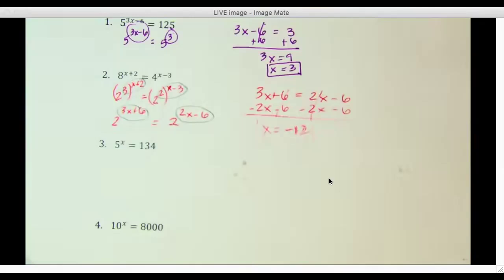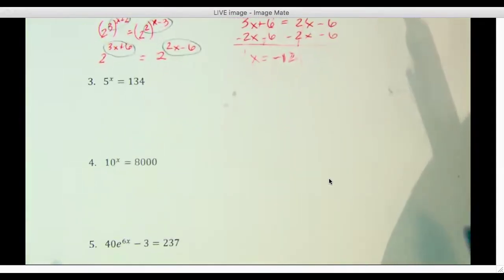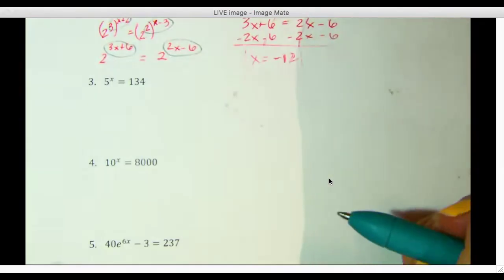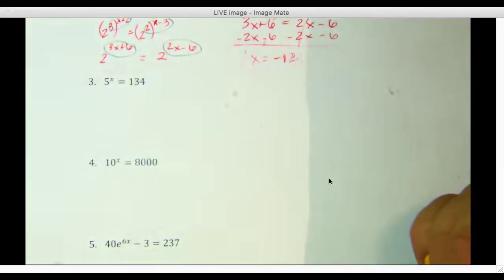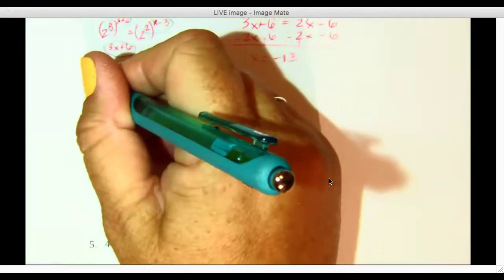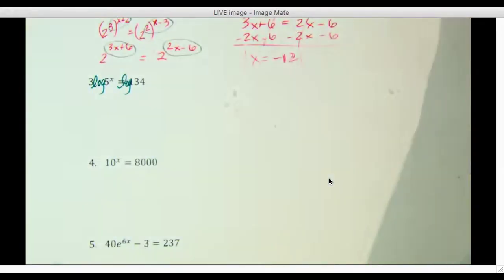All right. The next one, we have 5 to the power of x equals 134. Now, 5 can't be rewritten as anything smaller than that, and 134 cannot be written as 5 to some power. So this is no longer our plan A. This is where we're going to have to take the log of both sides. Now, you can use a regular logarithm or you can use a natural logarithm on this problem. I'm going to go ahead and use a regular common logarithm.